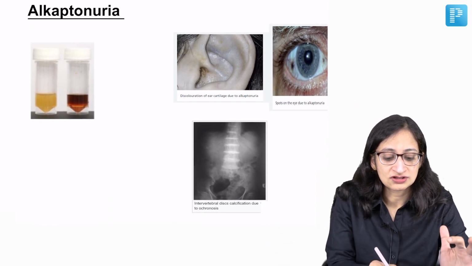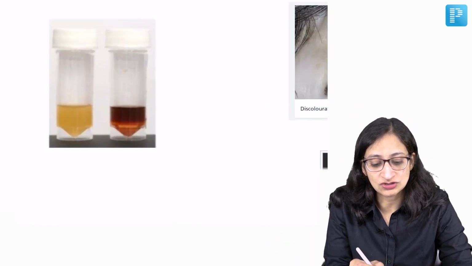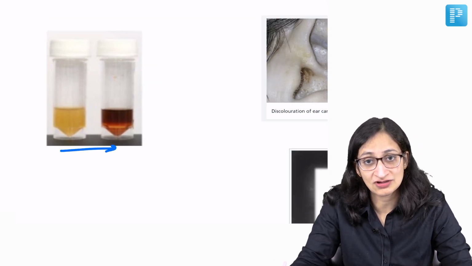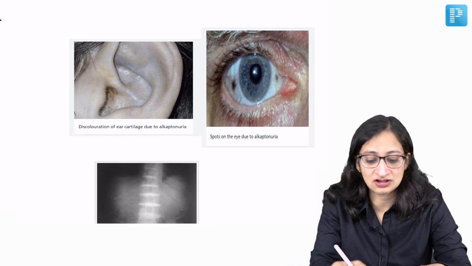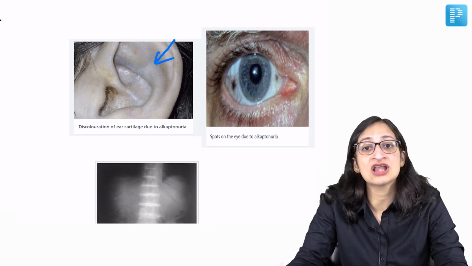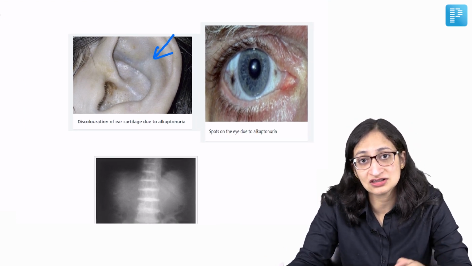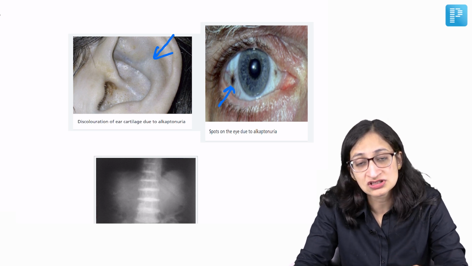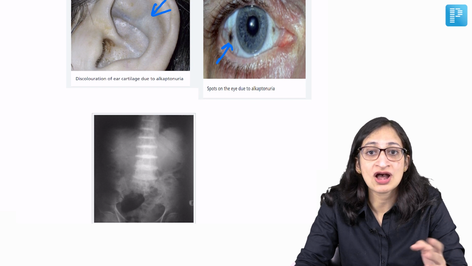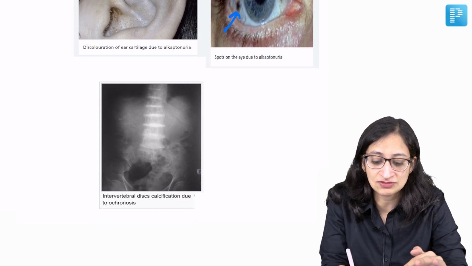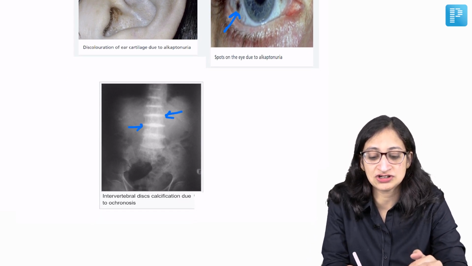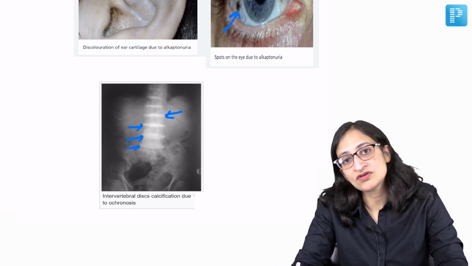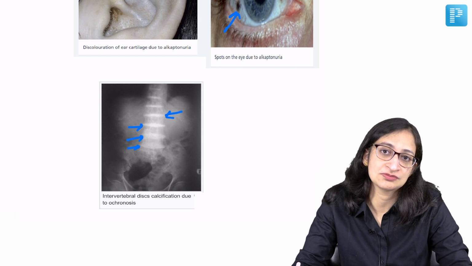So you can get pictures like this, where the urine has turned black or dark in color on standing, right? And you can see these bluish or dark blackish areas in the ear cartilage and on the sclera. So that is what ochronosis is. And we said you can get an osteoarthritis-like picture, and there can even be calcification of intervertebral discs that you can see here, right? So over to Dr. Smily to discuss the biochemical basis.